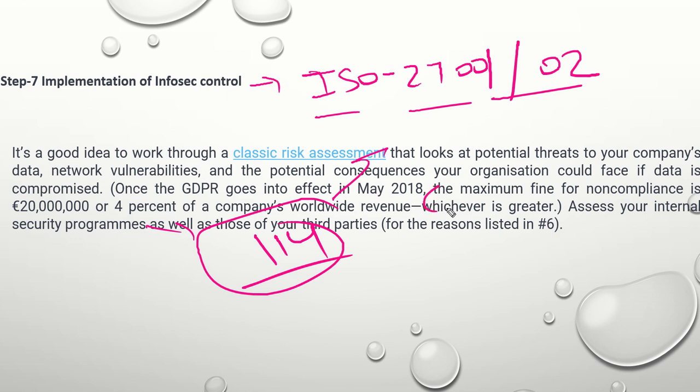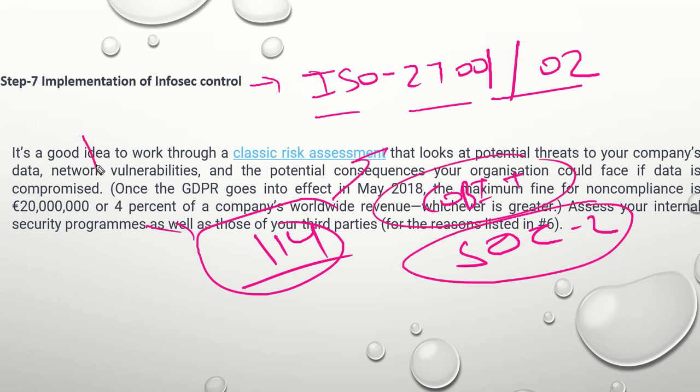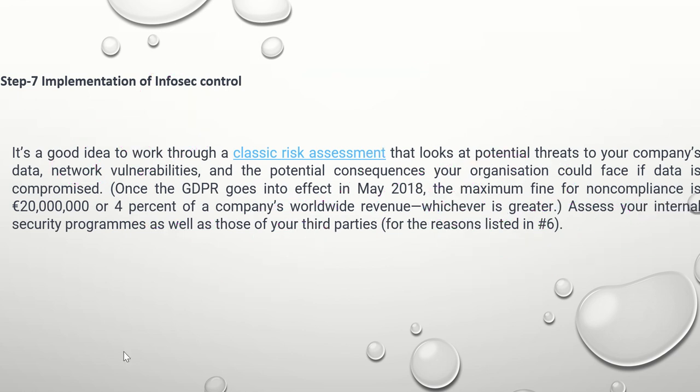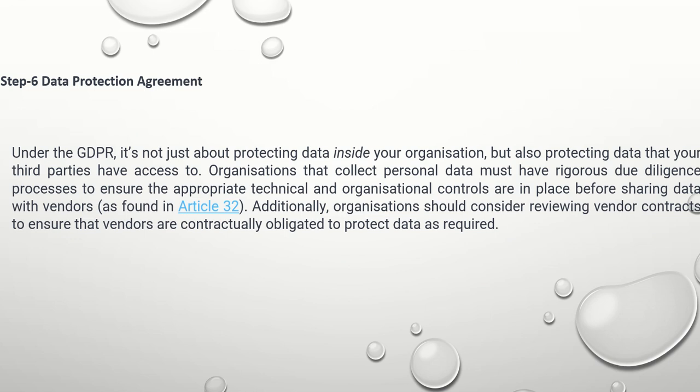Apart from this, we can also use SOC 2 related controls. NIST related controls are also there, and from the NIST framework we can also use those controls. The thing is that we need to implement the infosec controls, or you can say IT related controls, to safeguard that data. Infosec control means IT related controls. Here in this step, we need to implement the infosec related controls.